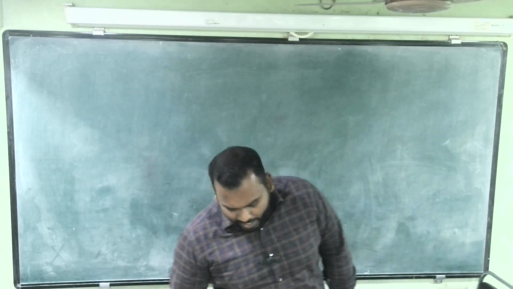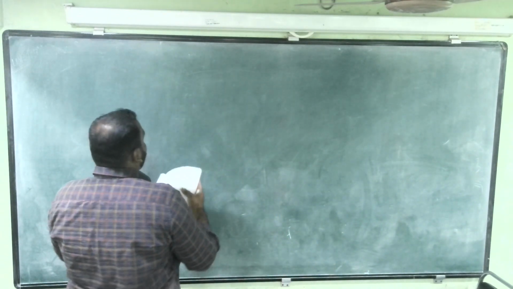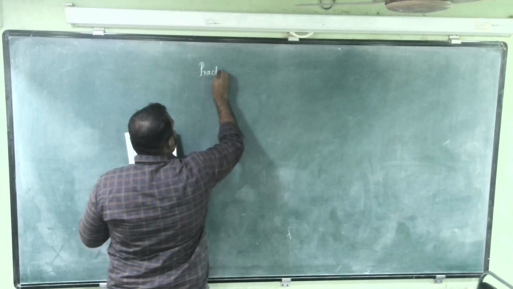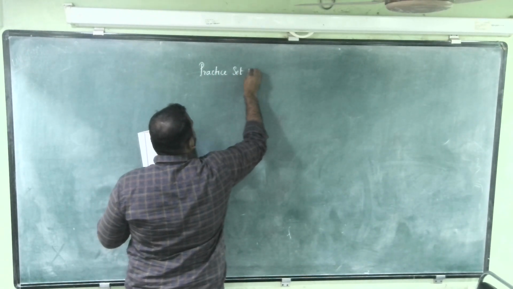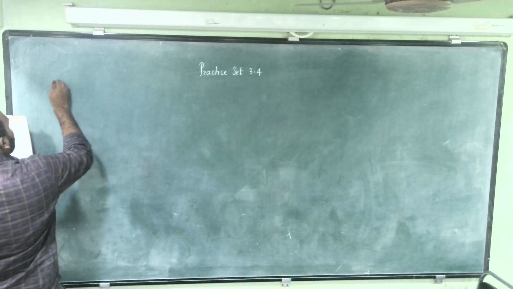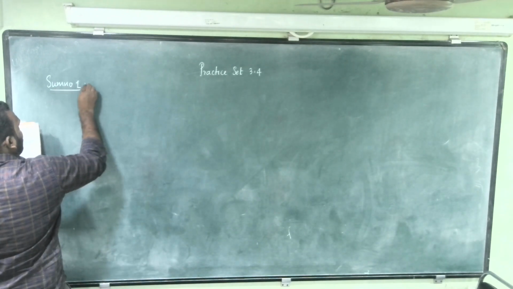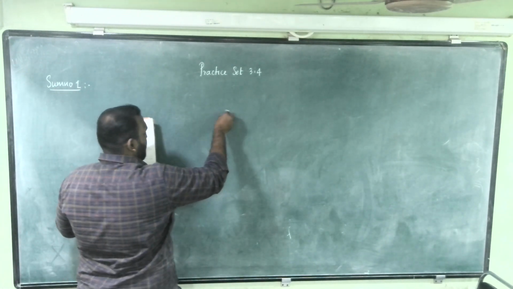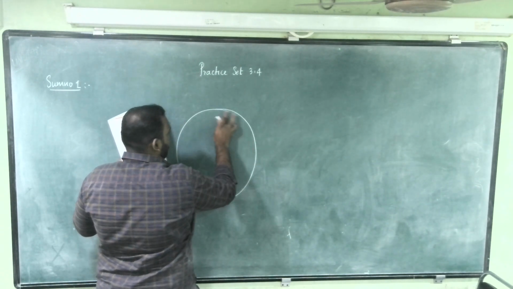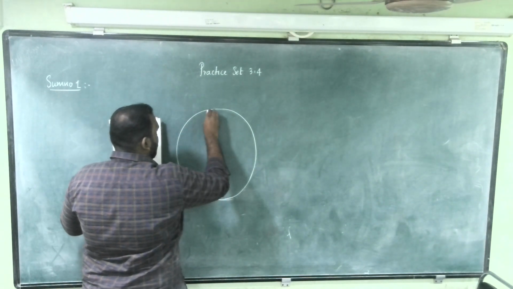Write down given and to find. Practice set 3.4, sum number 1. So there's a circle with center O.